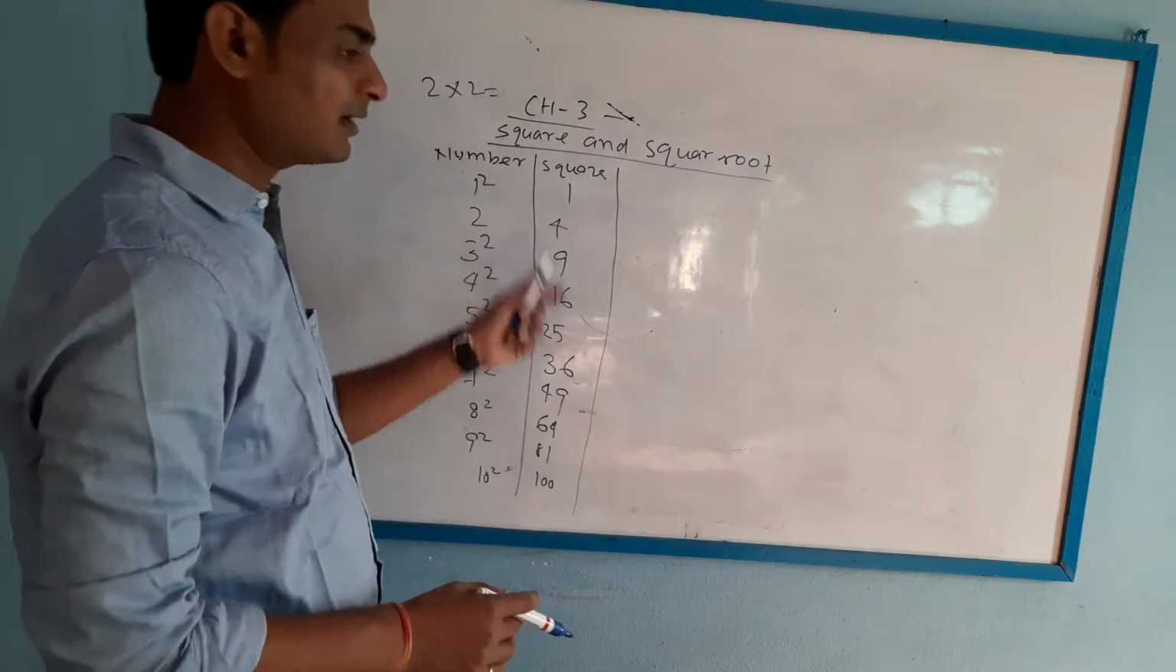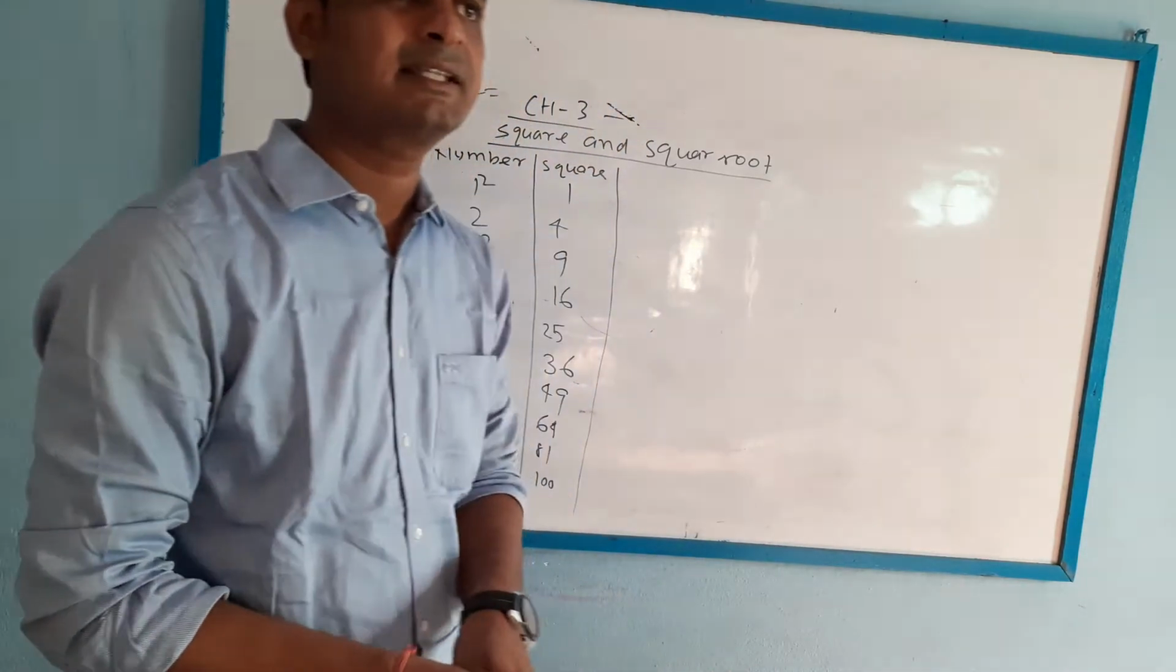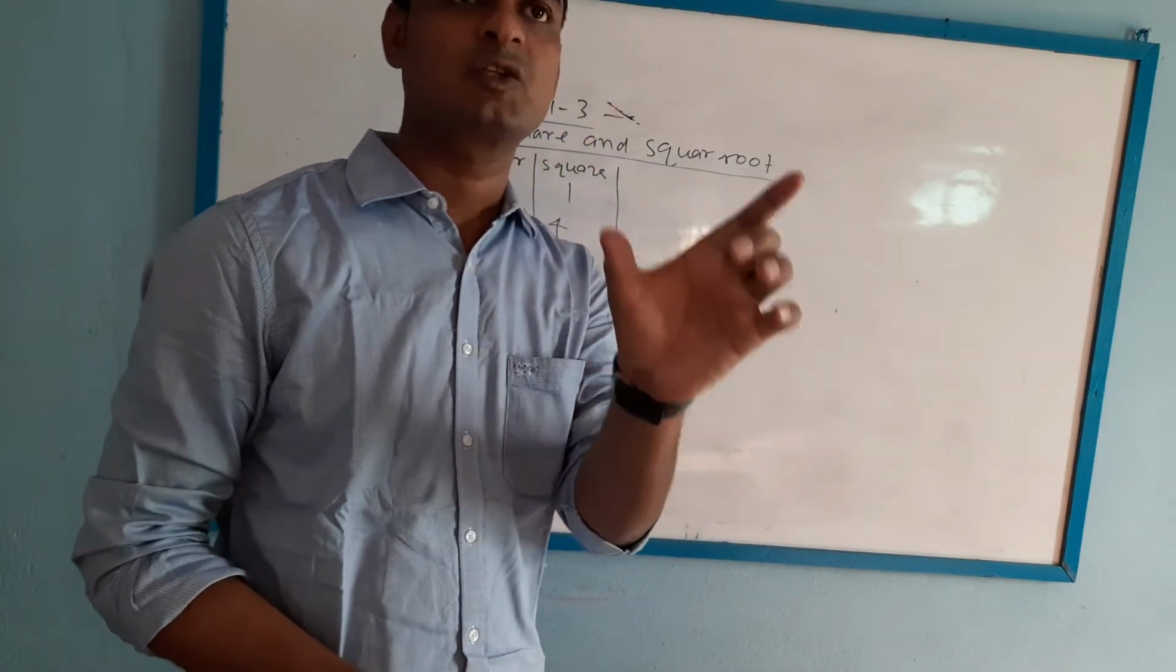Similarly, in the same manner, we can find the square of any number. It means that a number multiplied by itself is known as a square.